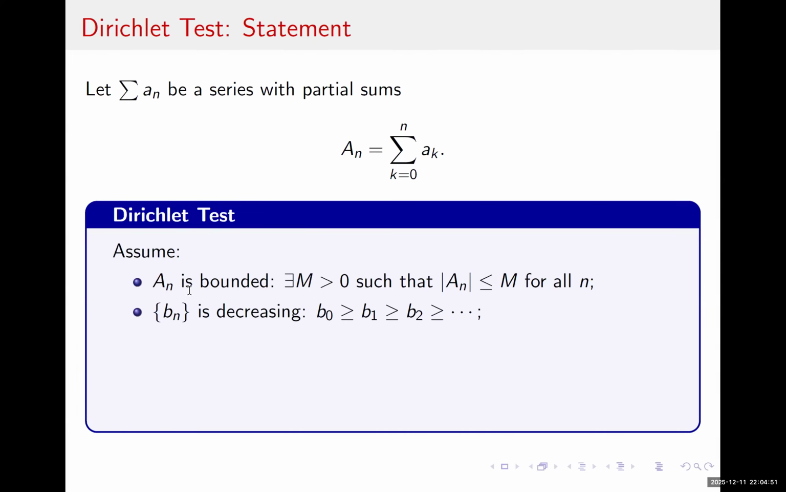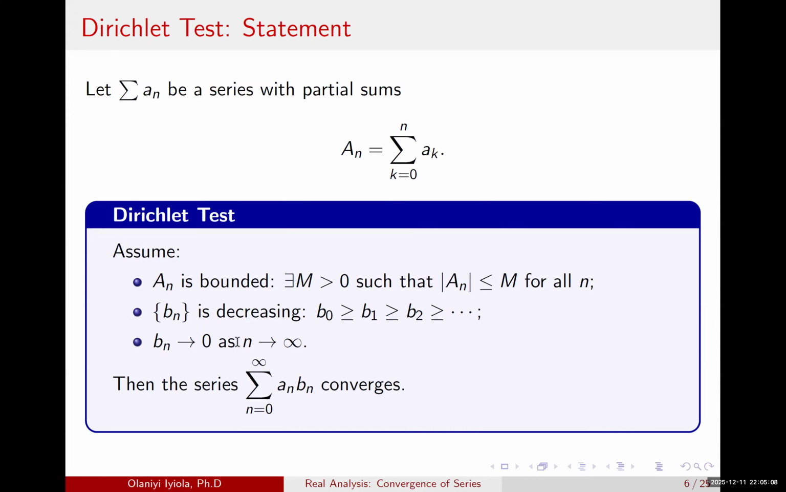Also, we assume that the second sequence b_n is decreasing, and that sequence converges to 0 as n goes to infinity. Then the summation by parts series converges. So the series given by the sum from n equals 0 to infinity of a_n b_n converges.